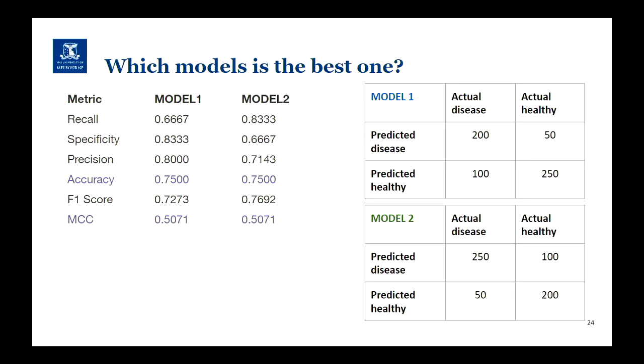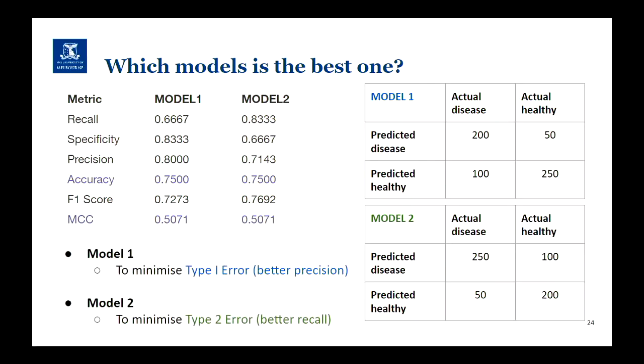If you have to implement this in a clinic for predicting cancer, which one would you use? Second one? Why? High recall. Yeah. In this case, there's a compromise between the two. So model 1 has better precision, so less type 1 error. Model 2 has better recall, type 2 error. So depending on the circumstance, you could choose one or the other.